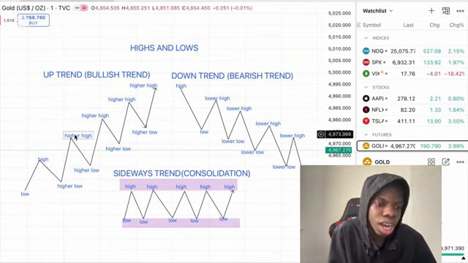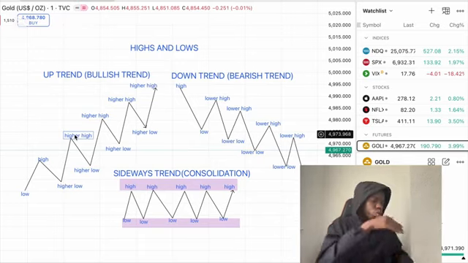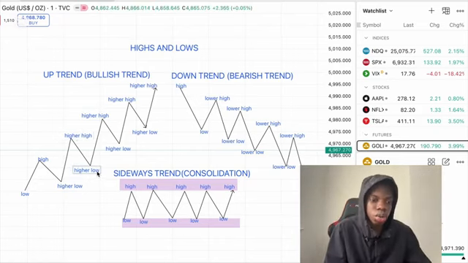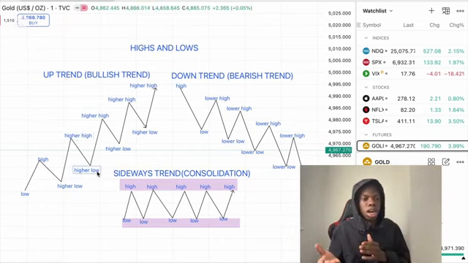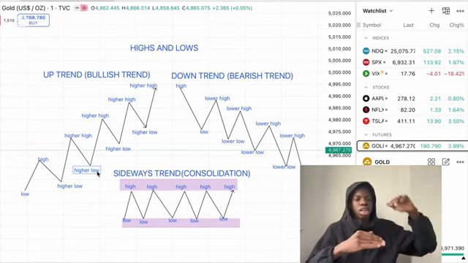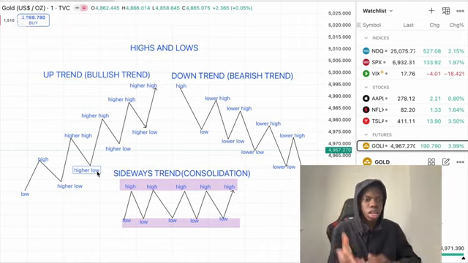So now another higher high, higher than the previous high. Now another higher low, same thing, it applies. Higher than the previous low, higher high, higher than the previous high, higher low, higher than the previous low. You understand now? So it keeps going like that. That's what forms an uptrend.